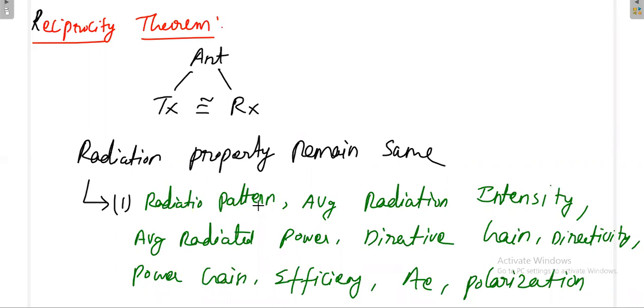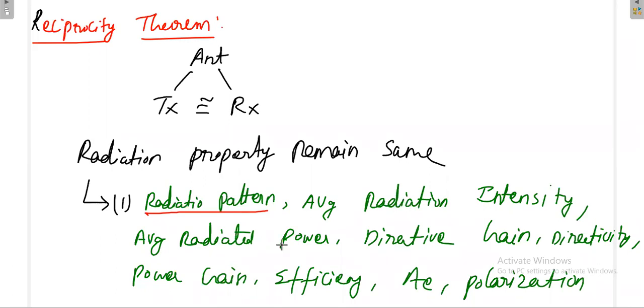Radiation pattern. It clearly tells you in which direction your antenna is radiating. That's very important. What is the radiation pattern? It is a pattern that gives you an idea in which direction the antenna is actually radiating its power. And average radiation intensity. When your antenna radiates in a particular direction, we can calculate the radiation intensity. That means how much power is radiated per unit solid angle, because it is concentrating power on a particular solid angle. That is the average radiation intensity.